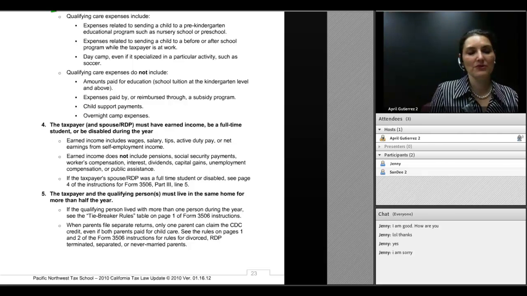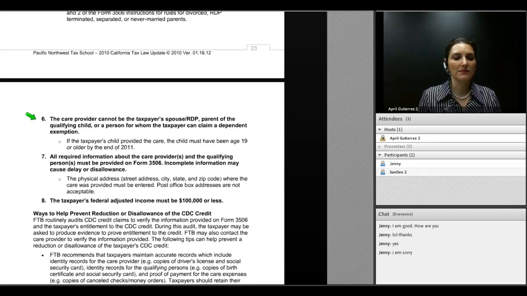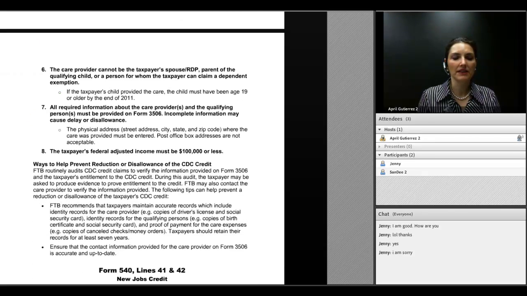Next up, rule number four, the taxpayer and spouse or RDP must have earned income, be a full-time student, or be disabled during the year. Rule number five, the taxpayer and the qualifying persons must live in the same home for more than half the year. Rule number six, the care provider cannot be the taxpayer's spouse or RDP, parent of the qualifying child, or a person for whom the taxpayer can claim a dependency exemption.